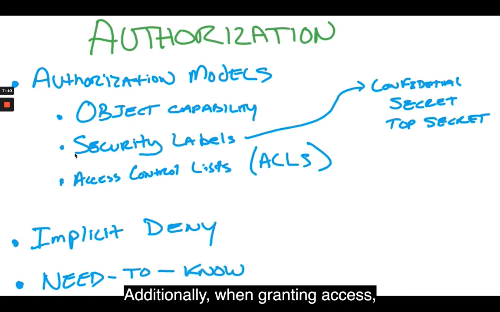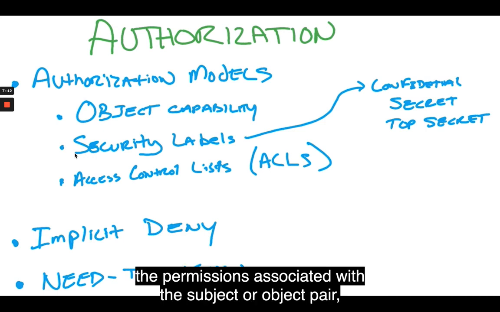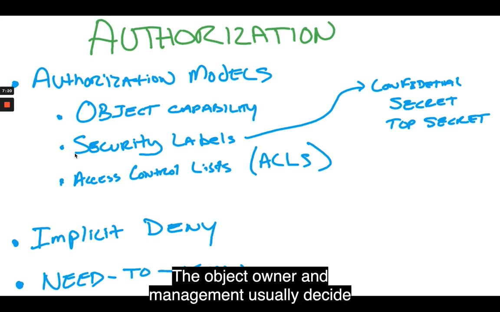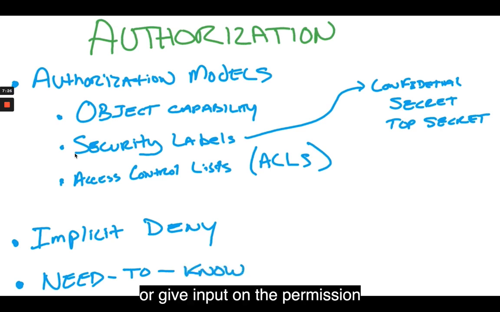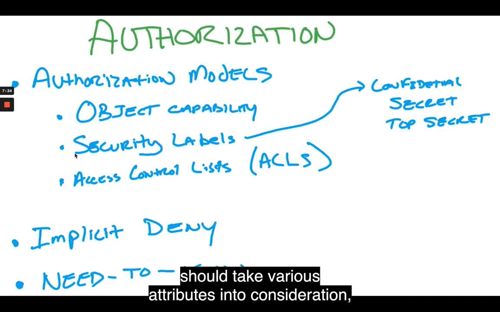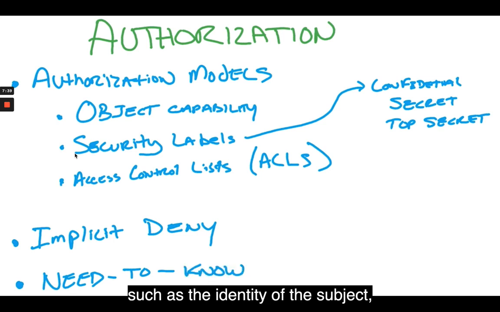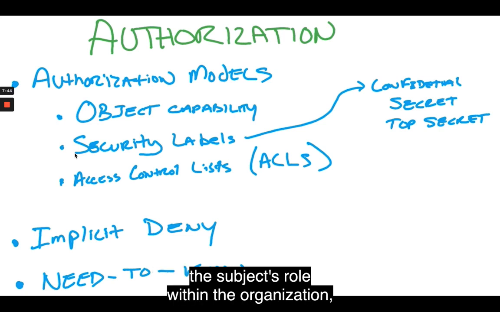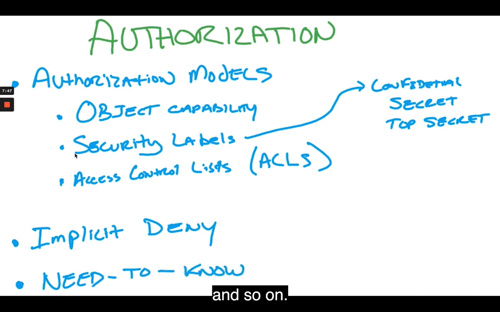Additionally, when granting access, the authorization process would check the permissions associated with the subject or object pair so that the correct access right is provided. The object owner and management usually decide or give input on the permission and authorization policy that governs the authorization process. The authorization policy and rule should take various attributes into consideration, such as the identity of the subject, the location from where the subject is requesting access, the subject's role within the organization, and so on.